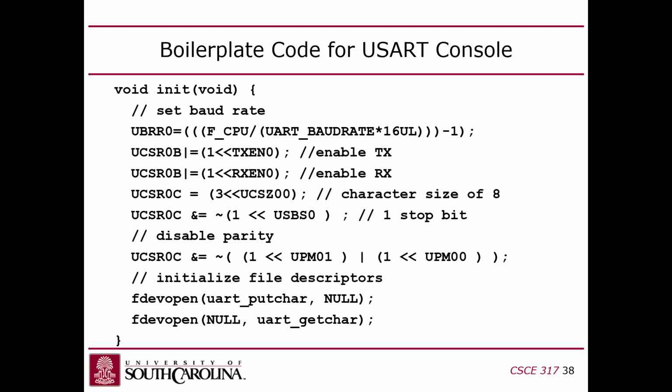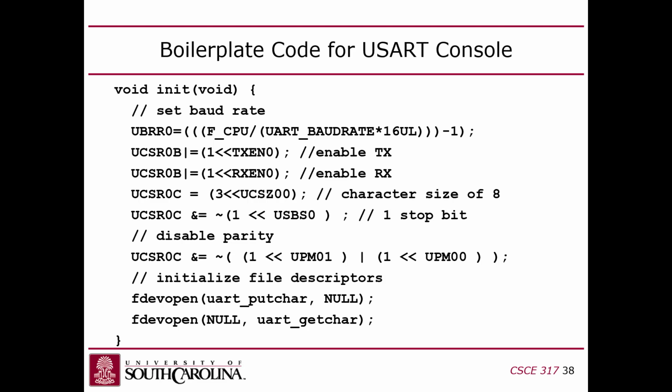So this sets up the speed here. This UART baud rate is actually set in the make file. So when you compile it, the compiler is passed -D UART baud rate equals. This value is actually set by the make file, in case you're wondering where that's set. So that equation gets computed here. You set that control register. You enable TX and RX. You set the character size.